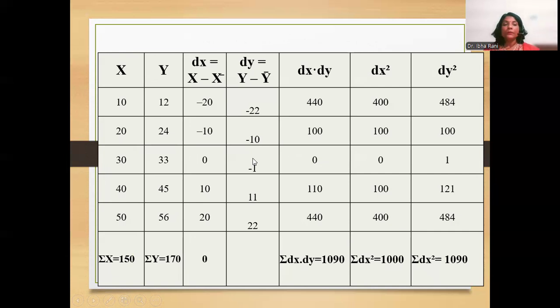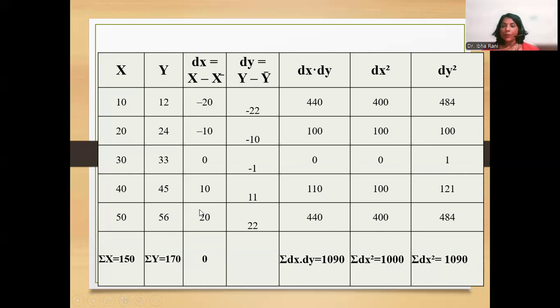If you remember the formula, you can easily calculate the value of r. So this is the x variable they have given in the question. This is the y variable they have given. These two variables' data they have given in the question. So first we will calculate the total x value here. Summation of x is 150. Then we will calculate the y variable. The total value of summation of y, adding all the y values, gives 170.